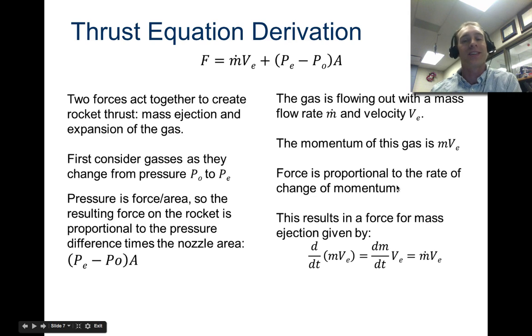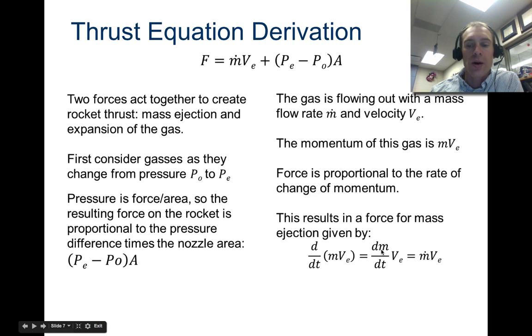So now let's go from physics into calculus, which some of you have taken, some of you haven't. In calculus, if you're going to find the rate of something, you take the derivative of it. So it results in a force for mass ejection given by the derivative with respect to time of momentum.